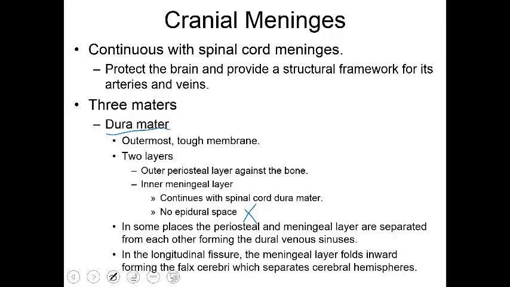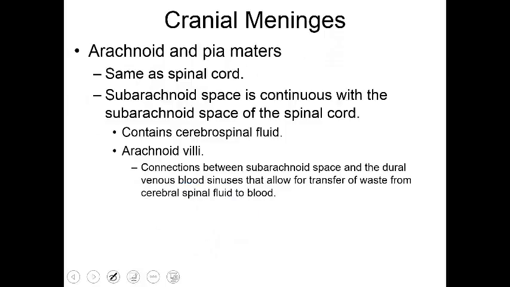Now, this dura mater in the brain is composed of two layers. The outer one is called the periosteal layer. If you remember, the periosteum was the sheet of connective tissue that surrounded the bone. So the periosteal layer is basically the layer of dura that runs right along the periosteum of the skull bone. The inner layer is called the meningeal layer, and this is the one that continues with the dura mater of the spinal cord, with the epidural space not being present.